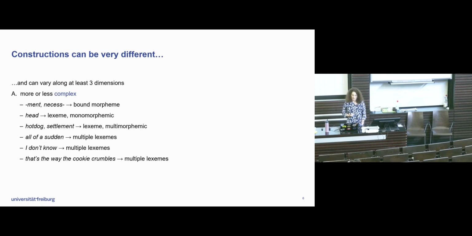But I'm sure that most, if not all of you already know this, so I'm going to be quick. So first of all, constructions can be more or less complex, right? So a single bound morpheme can be a construction, but also a whole sequence of words like that's the way the cookie crumbles could be considered a construction, okay? And anything in between, complex words, idiomatic expressions, etc. So they can be longer or shorter, basically.